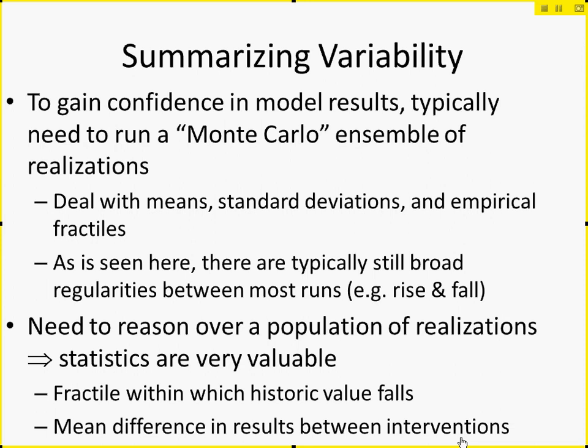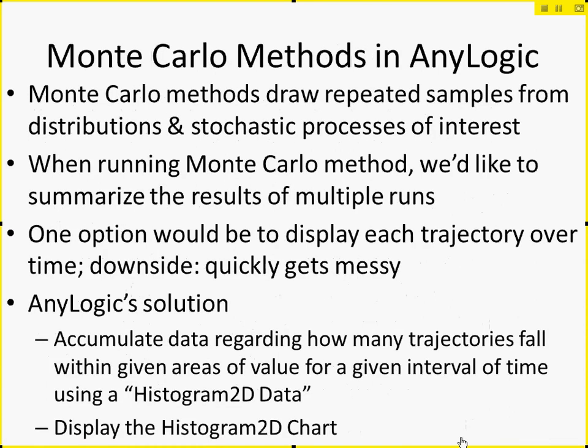Or we might look at the mean differences in results between interventions. So, in short, when we have this variability, it behooves us to run collections of runs using what are called Monte Carlo methods, and to then reason about the variability we see across those runs using summary measures like means and medians, standard deviations, etc., and looking at the historic data in that context. We might draw out a band of 95% confidence interval or maybe 50% confidence interval around the median and plot out the historic data and see if it falls within that.